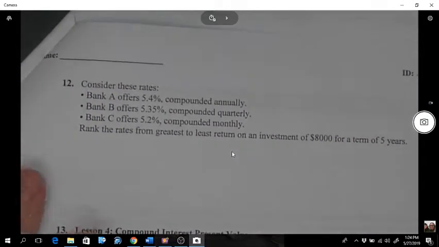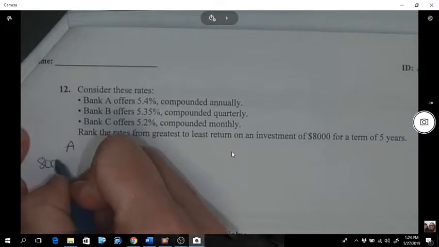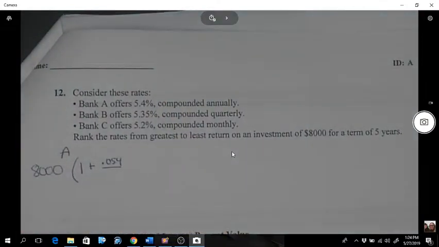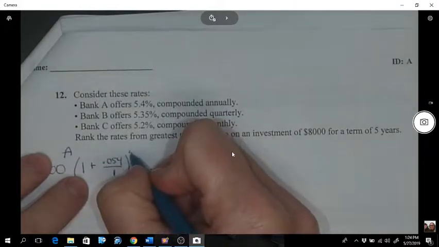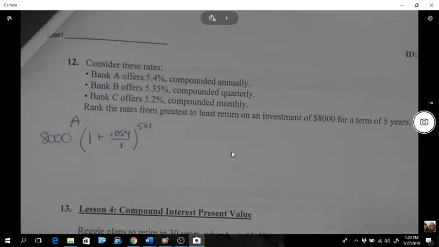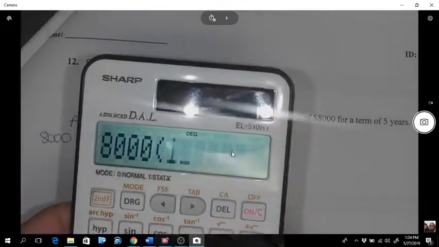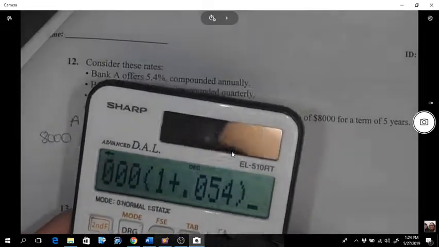Okay, and number 12, we're going to consider these rates and rank the rates from greatest to least return on investment. Okay, A. We're going to start with 8,000, 1 plus 0.045 divided by 1, since if you compound something annually, you only do it once a year, and that exponent would be 5. So 8,000 times 1 plus 0.045, I don't need to divide by 1, to the 5.